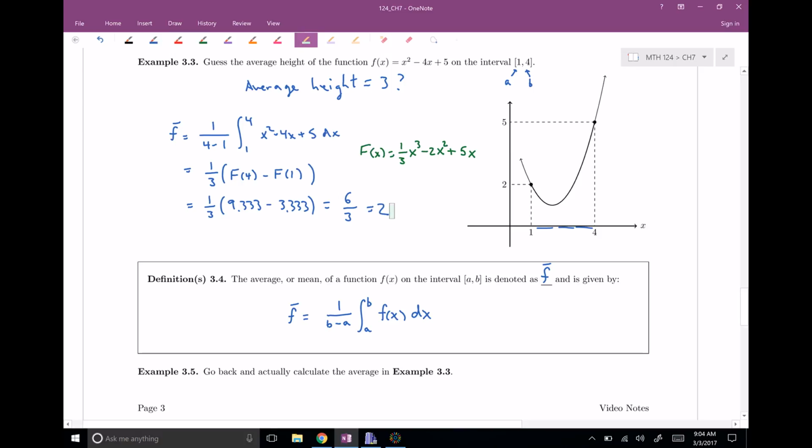So in this case, the actual average value was 2, right? So I guessed it wrong. I guessed it was 3, it's actually 2. But now we know. Okay, so this is how we can actually use this definition to calculate out an average height of a function, which again, this function took on infinitely many values, here from 2 all the way down to 1, right, and all the numbers in between, infinitely many numbers there, and then all the way up to 5. Okay, let's move on.